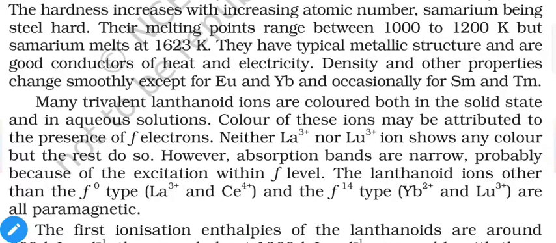The lanthanoid ions other than the f0 type and the f14 type are all paramagnetic. That means they have at least one unpaired electron. Again, a similar type of observation, just like the 3d series.